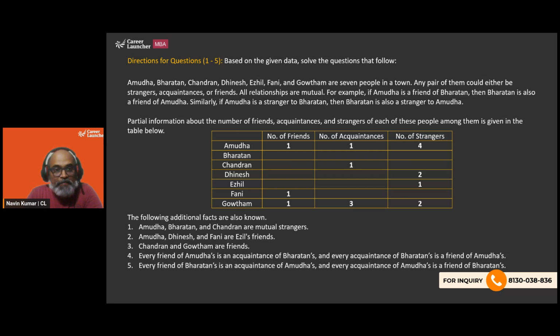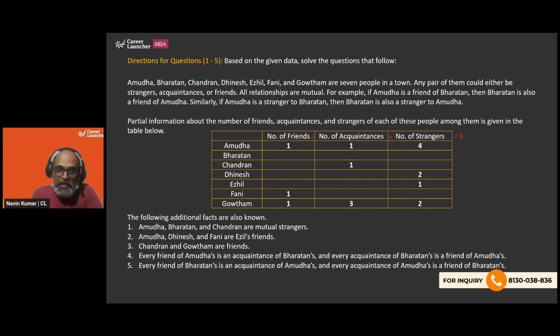So there are basically a total of 7 people. If I talk about 7 people, including myself, I can see 6 people in front of me. And when I see 6 people in front of me, then every person is going to be either a stranger or an acquaintance or a friend. So that means the sum of the number of friends plus acquaintances plus strangers should always result in 6. So this is the first key thing.